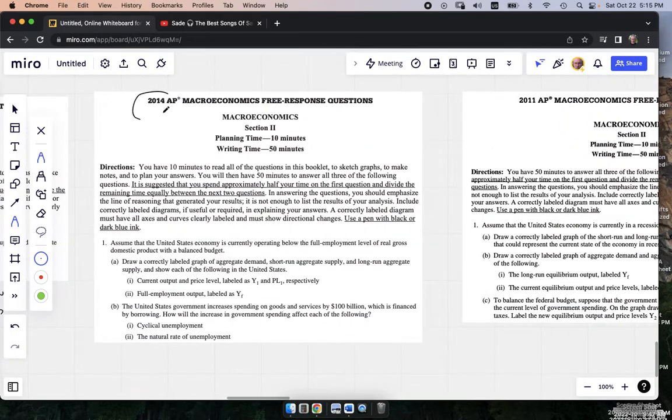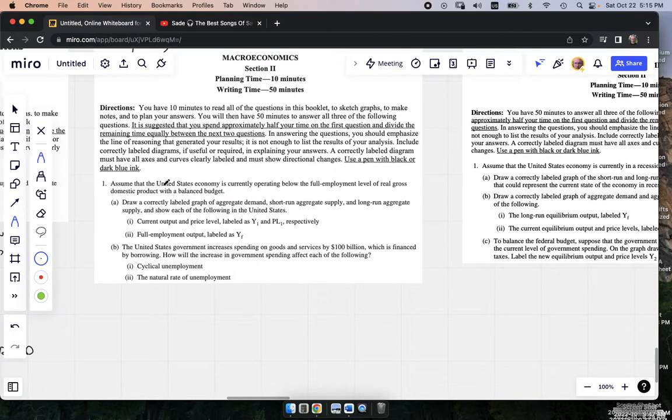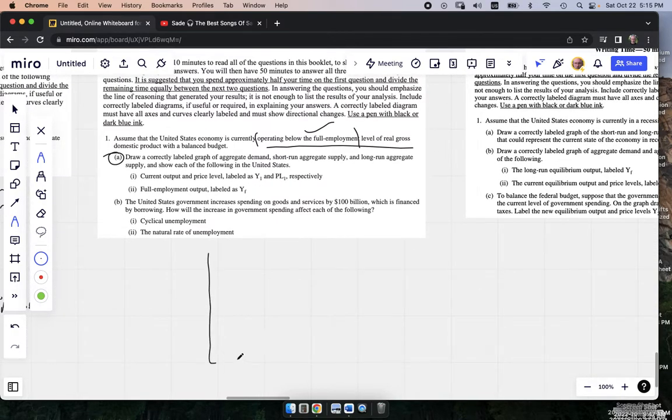Nicely done. 2014. Assume that the U.S. economy is currently operating below full employment level. I'm not going to do it again. We know what that means, right? Operating below full employment means recession. They want us to draw the graph, and then they're going to give us something. I don't mind drawing the graphs. I love drawing graphs. It makes me happy. Almost like going zen or something.